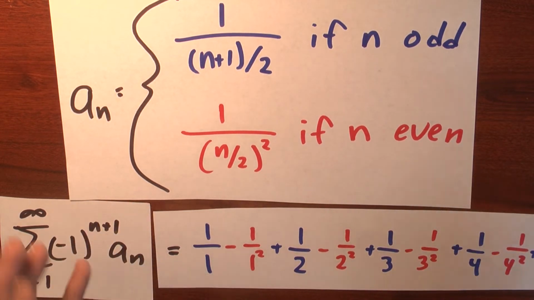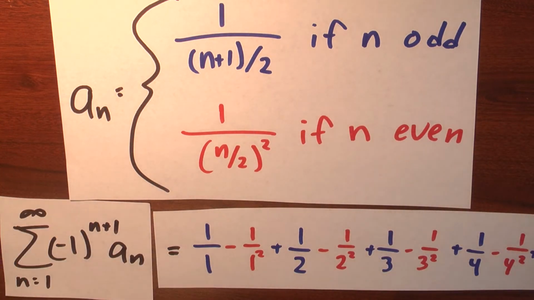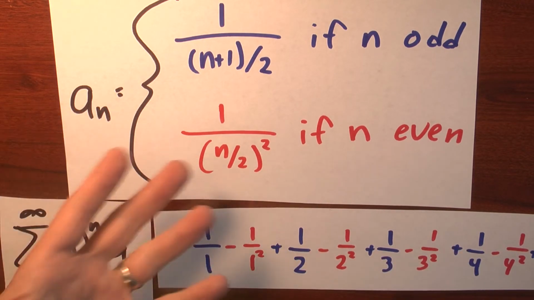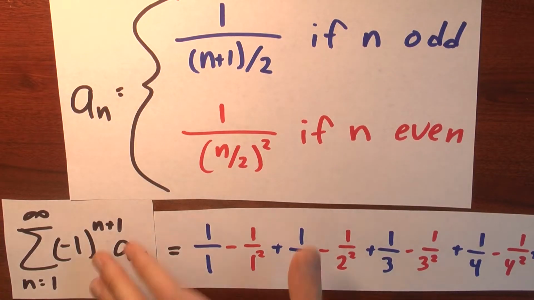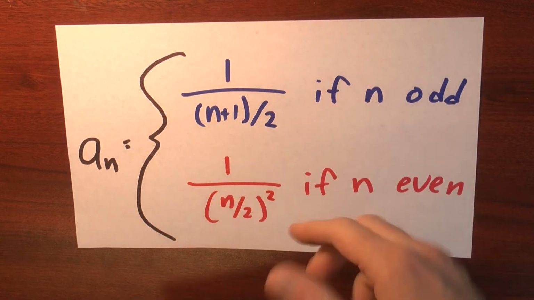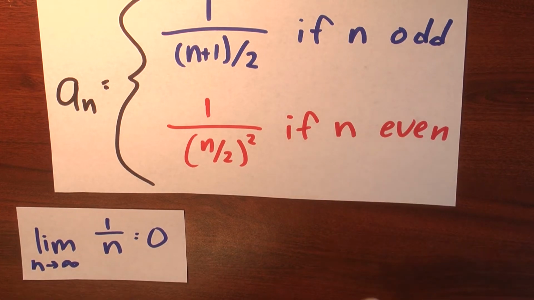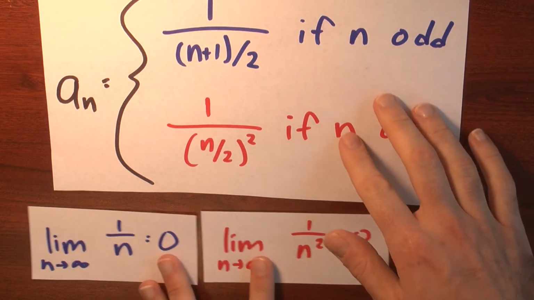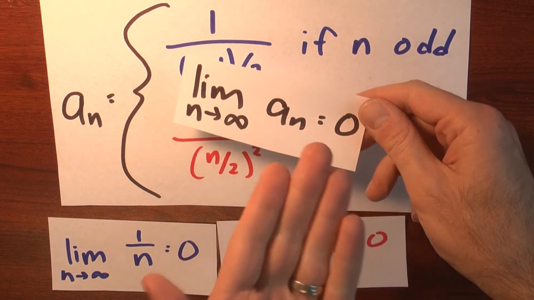What this really amounts to is weaving together two different series. The positive terms are the harmonic series, and the negative terms in this alternating series are the p series with p equals 2. And the limit of the nth term is 0. Specifically, the limit of the odd terms here is just the limit of 1 over n, and that is 0. And the limit of the even terms here is just the limit of 1 over n squared, and that's also 0. So putting together these two facts, the limit of a sub n is equal to 0.